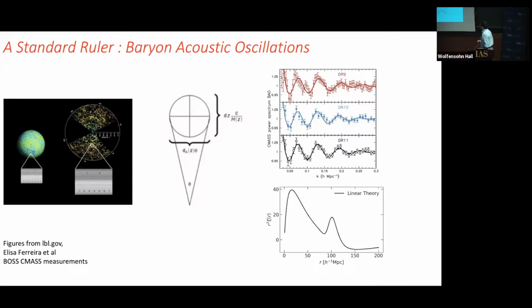But those sound waves also get imprinted in the galaxy distribution, and they form a standard ruler that you can use. And the standard ruler is either seen in the power spectrum as a sequence of wiggles, with the standard ruler being the wavelength of these wiggles, or in the correlation function, which I Fourier transformed this to get a feature in this correlation function at about 100 h⁻¹ megaparsecs out here.